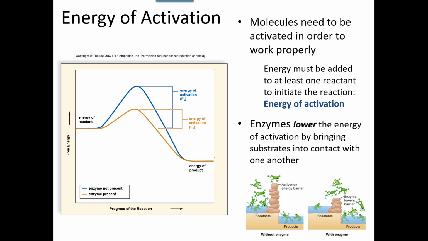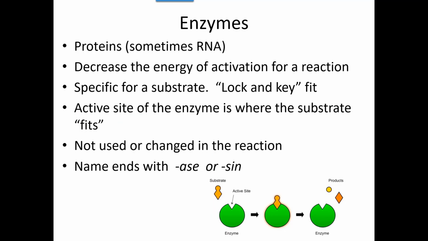So what are enzymes? Well, enzymes are proteins, usually. Sometimes they are RNA, but their main job is to decrease that energy of activation. So they decrease how much energy is required. Now, they are specific for a substrate. Whatever they work with, they are very specific for what will fit there. This is showing an example of an enzyme, and the only thing that can fit there is this particular shaped substrate. So they're very specific. The active site is where that substrate is going to fit. So it's active, it's where things are actually happening.